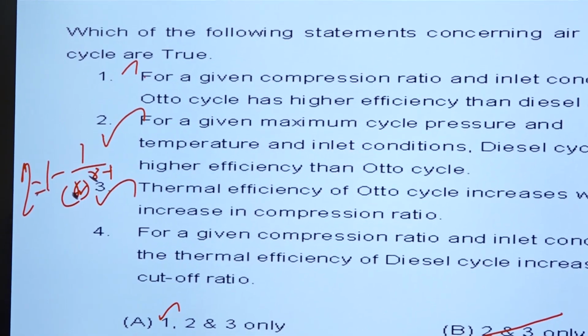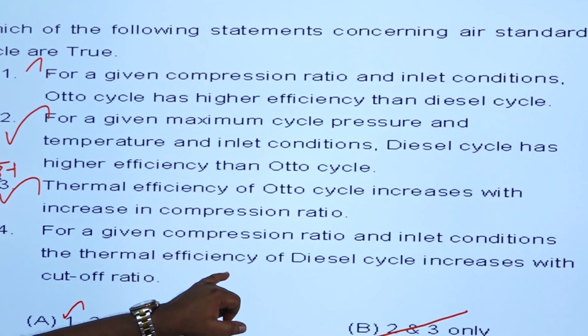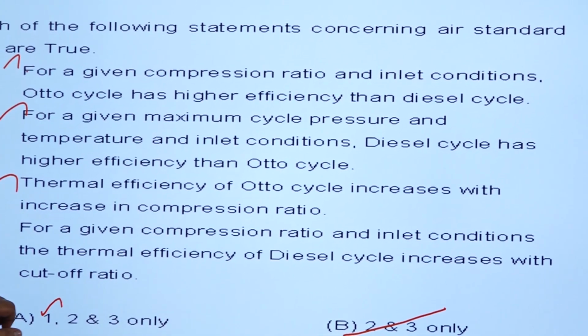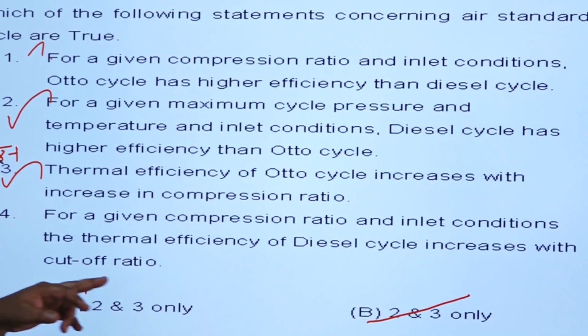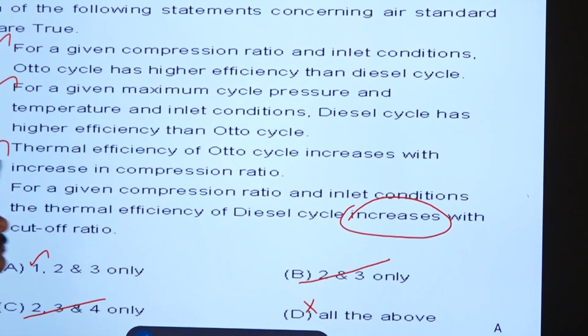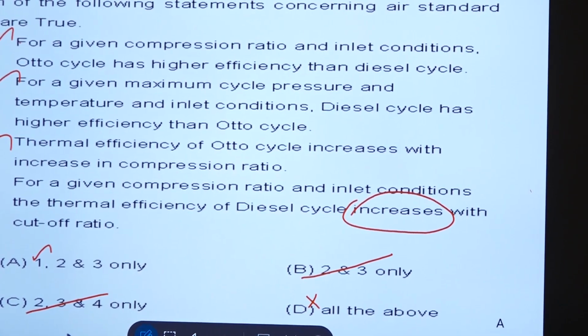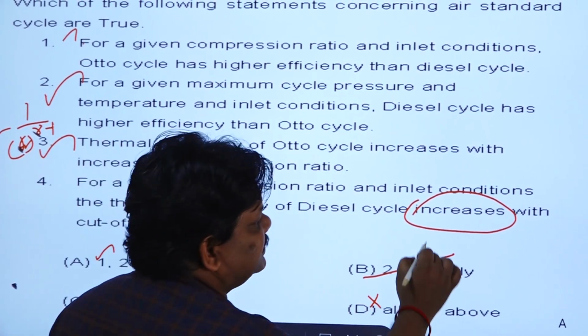And when you go for the fourth one, for a given compression ratio and inlet conditions, the thermal efficiency of diesel cycle increases with cutoff ratio. Okay, increases with cutoff ratio. So at this place, you have to study the statement thoroughly. Okay, so it decreases.